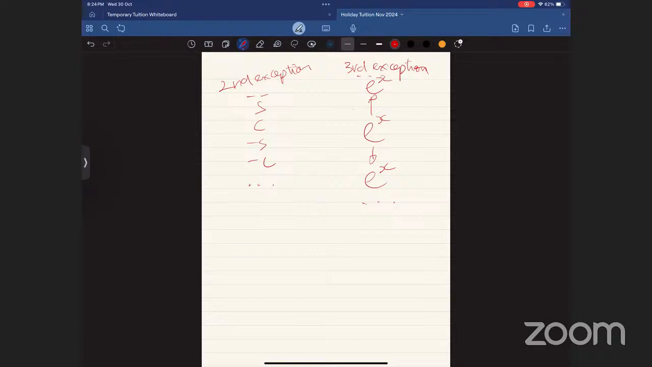E to the power of x, and the integration is therefore also e to the power of x. You have 3 exceptions. I'm going to write down the first exception again. It's something to do with x to the power of minus 1. Do I write down the natural logarithm of x on top or on bottom? On top.